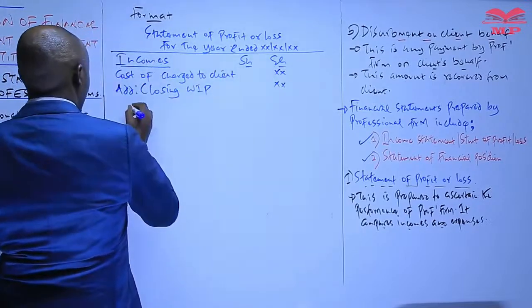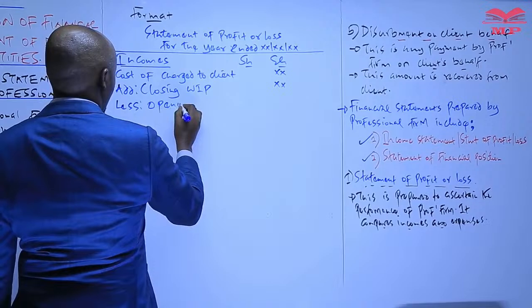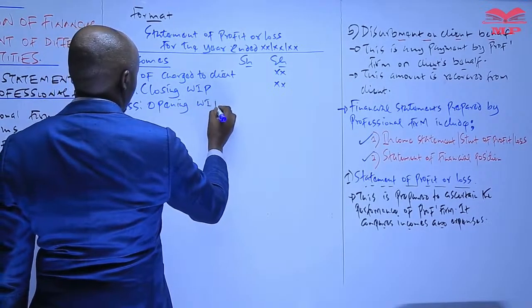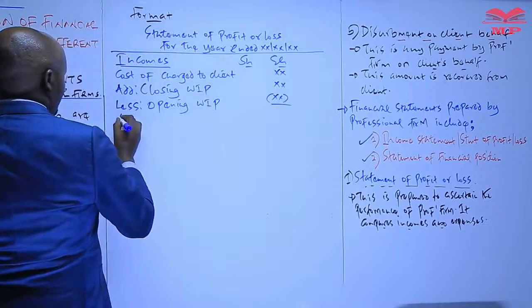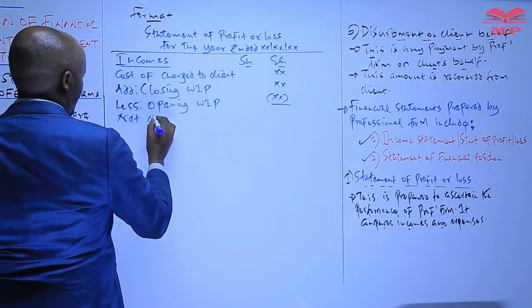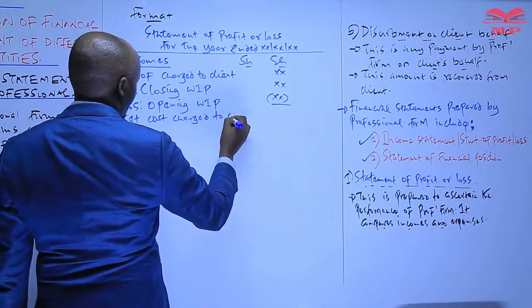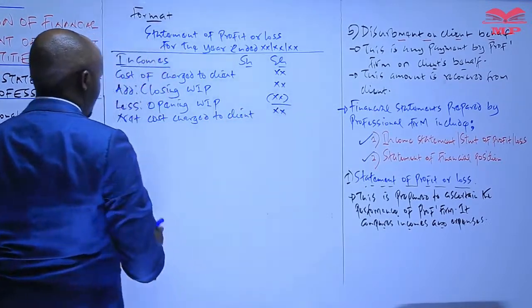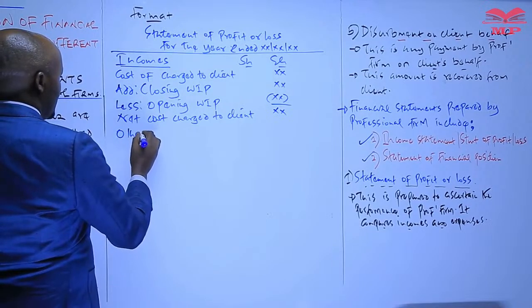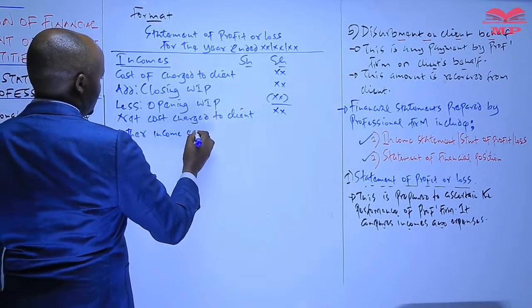Add it to that figure, and then to this you less opening work in progress. So whatever you get here is the net cost charged to client. And then to this we add any other income, e.g.